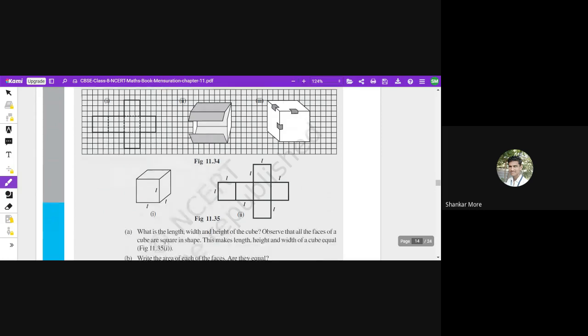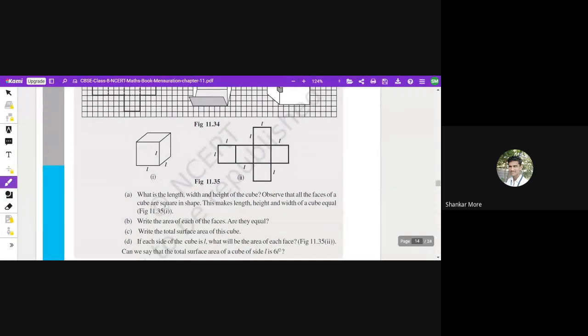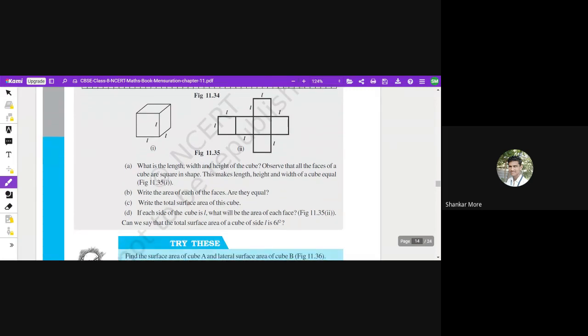ठीक है, so इसका जो लेंथ है या फिर हर एक साइड का जो मेजरमेंट है वो एग्जैक्टली सेम ही रहेगा. What is the length, width and height of the cube? So obviously it is L only, मतलब सेम ही है, whatever is the value एक ही रहेगा, L. So the area of each face is equal. So obviously they are going to be equal. क्यूब का जो हर एक फेस रहेगा, six faces हैं, six faces are identical, हमने पहले सीखा है. So that means the area is going to be similar for each of the faces.